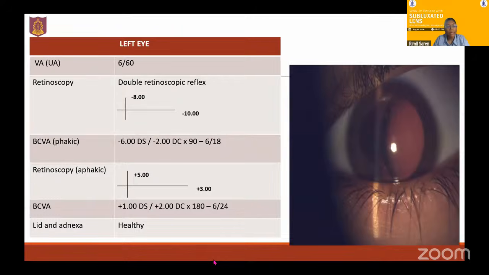In the left eye, his unaided visual acuity was 6/60, with retinoscopy showing a double retinoscopic reflex with -8 in the vertical meridian and -10 in the horizontal meridian. His best corrected visual acuity in the phakic zone was 6/18 with -6 spherical and -2 cylinder at 90 degrees. Retinoscopy in the aphakic zone showed +5 in the vertical meridian and +3 in the horizontal meridian. His best corrected visual acuity was 6/24 with +1 spherical and +2 cylinder at 180 degrees.